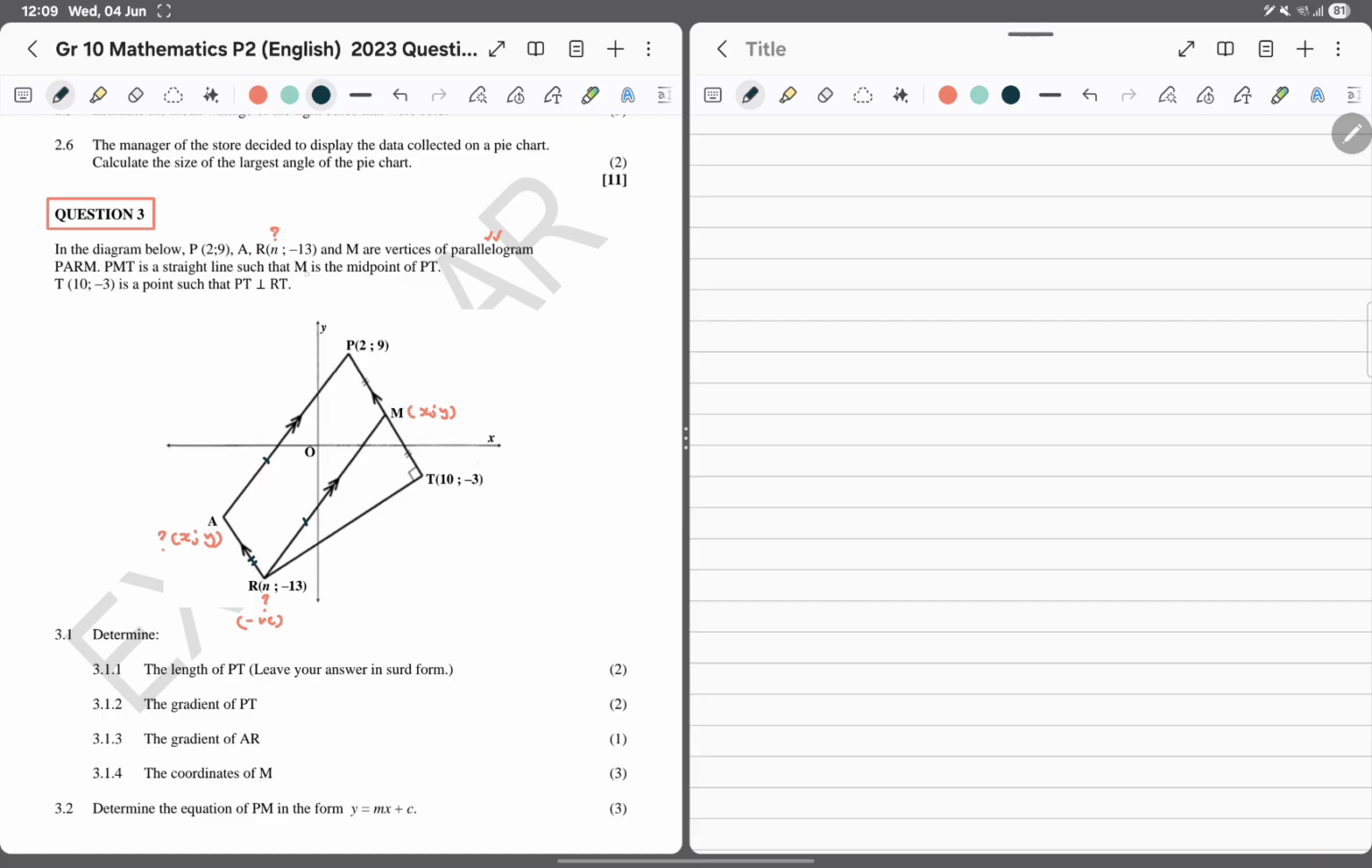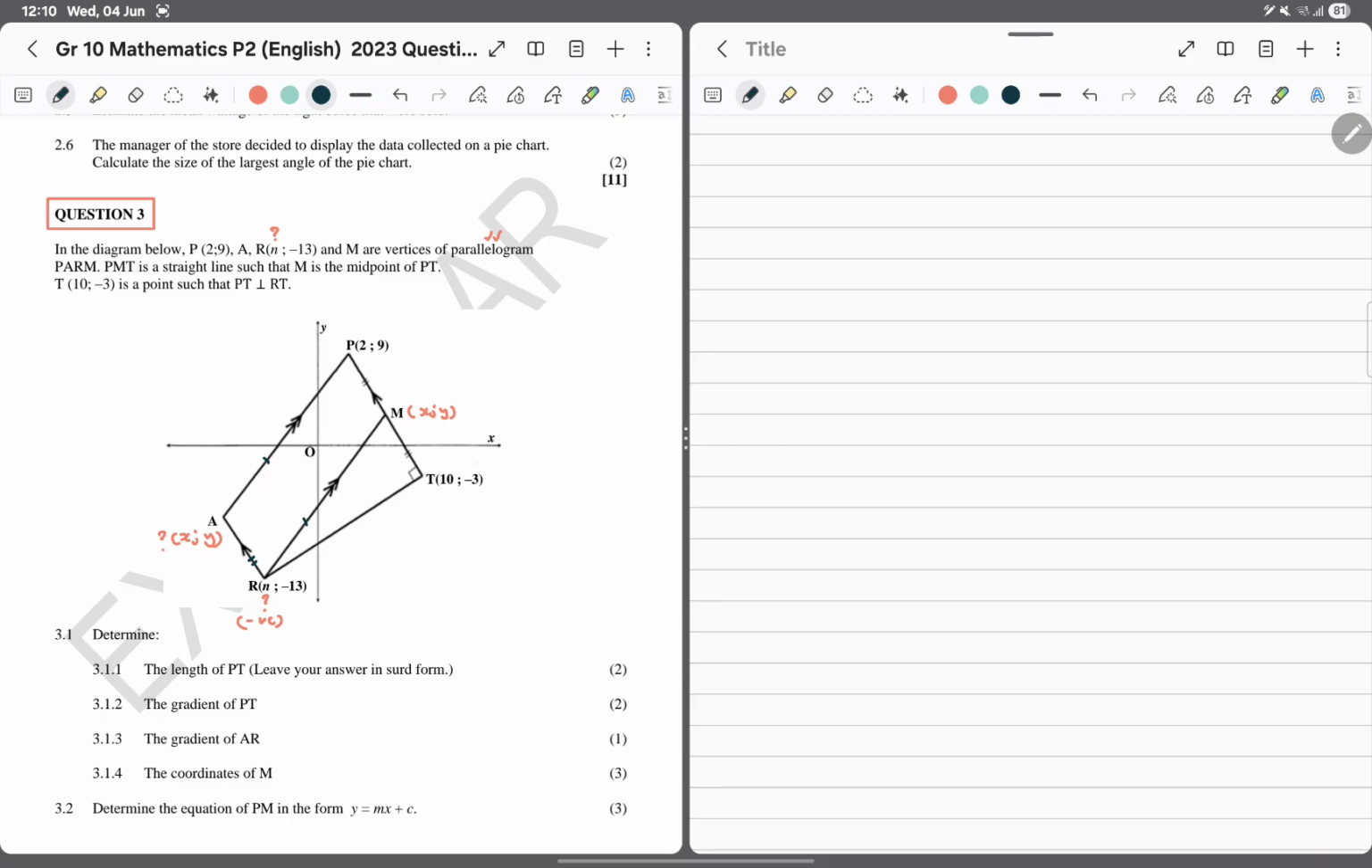PMT is a straight line such that M is the midpoint of PT. Okay, that's good, already indicated. Point T is 10 and minus 3, which is a point in the fourth quadrant. The X is positive, the Y is negative. That's good. Right, and it is a point such that PT is perpendicular to RT, and that is also indicated. Sometimes when it is not, please annotate. All right.